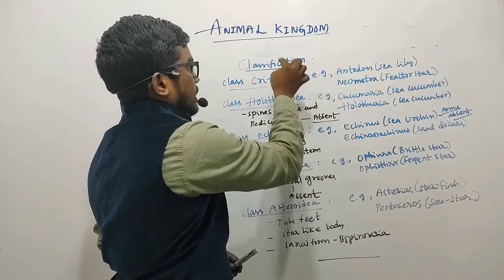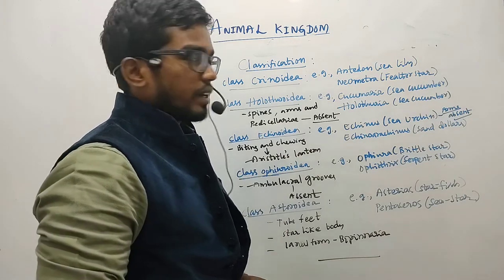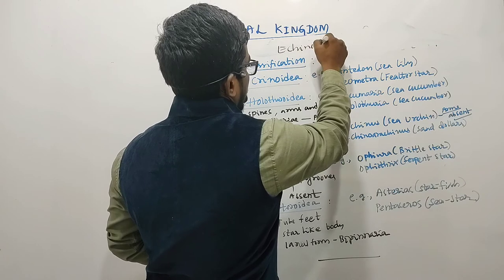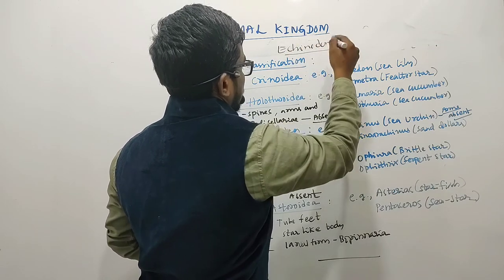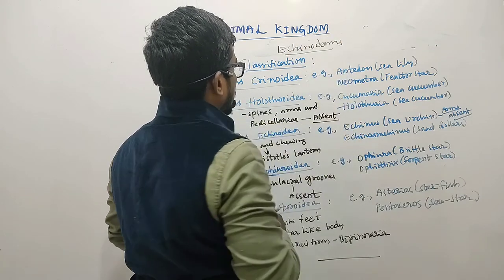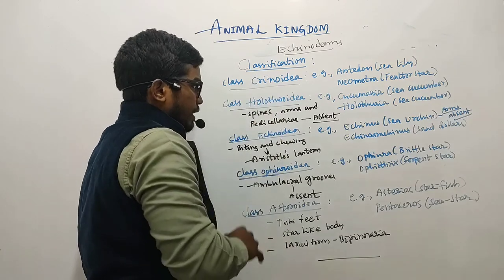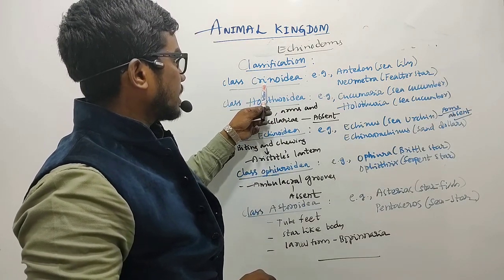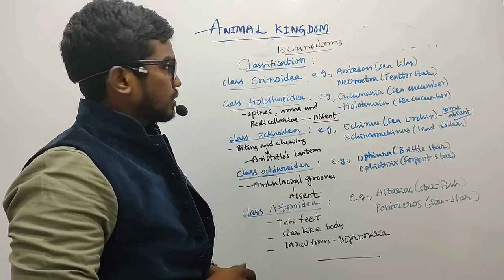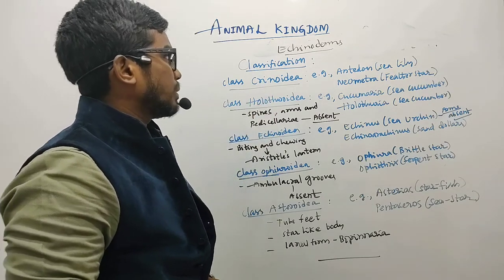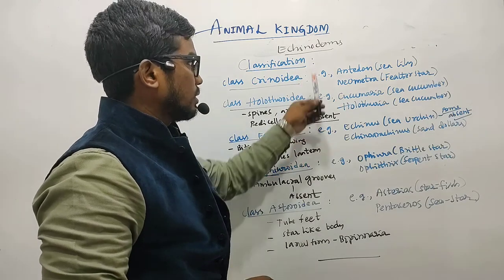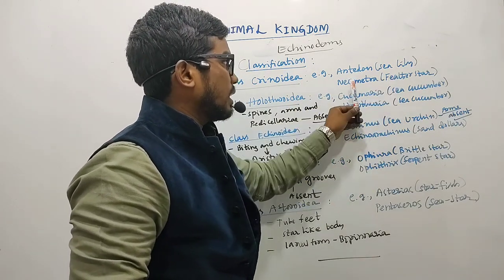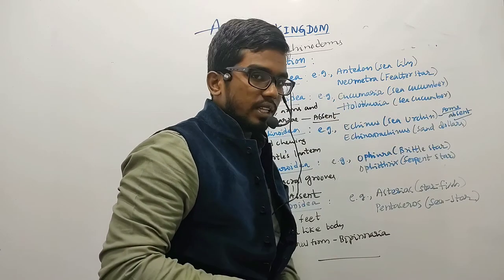Let us move on to the classification of the phylum Echinoderms. Alright, so here, let me tell you that most importantly, they are classified into five classes. As the first class we have class Crinoidea. This is the most primitive class of echinoderms. Examples are Antedon, commonly called sea lily, or Neometra, commonly called feather star.